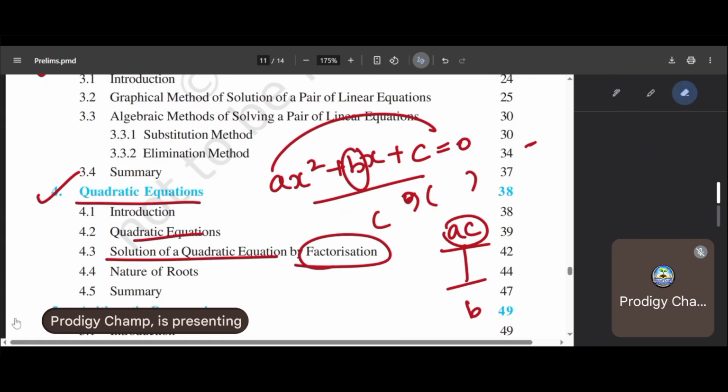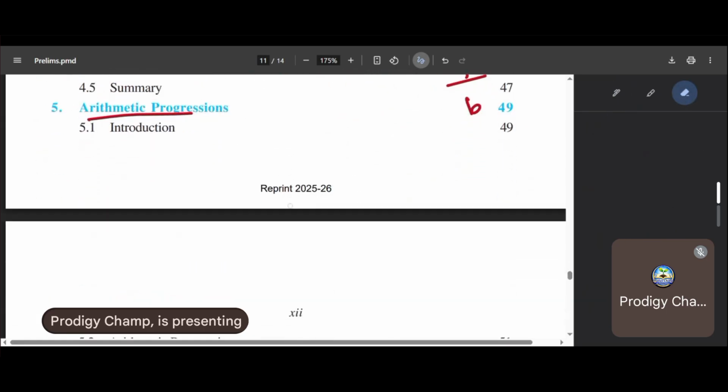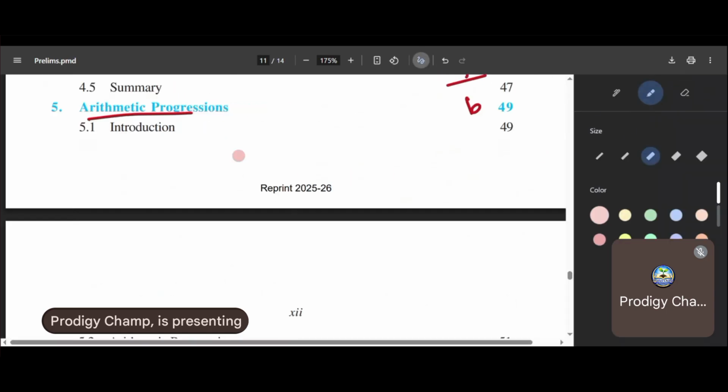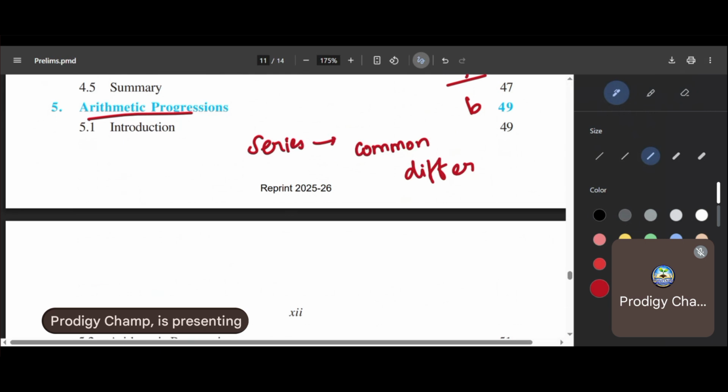Okay. Then arithmetic progression. What is that arithmetic progression? It is a series, children. So just a series, which has a common difference. What is that common difference? So you all know this already. Just the name is different and new here.